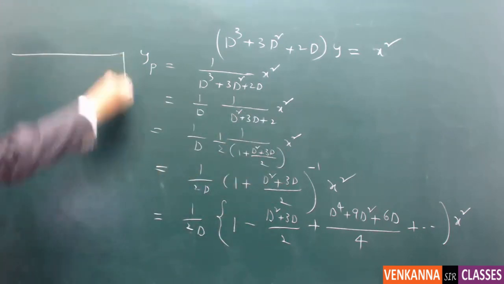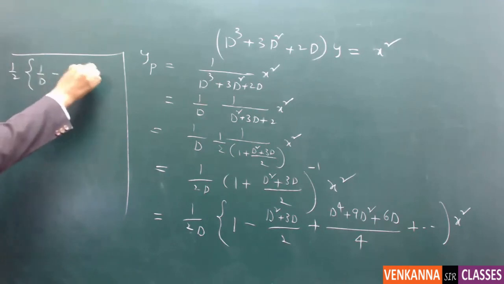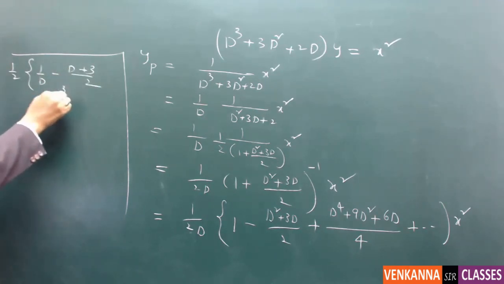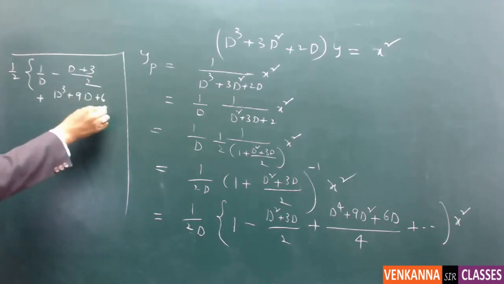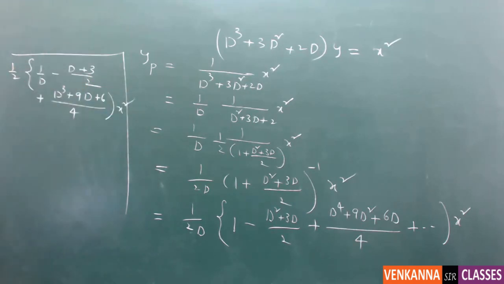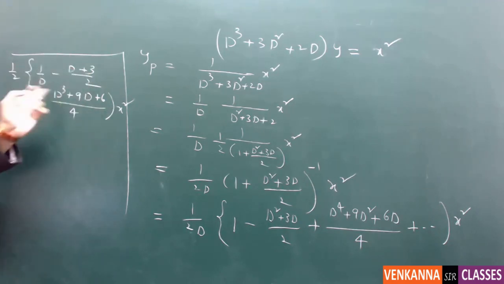So what I am doing now, it is 1 by 2 into 1 by D minus D plus 3 by 2, then plus D cube plus 9D plus 6 by 4 of x square. Now you are going to simplify each and everything. 1 by D stands for integration. The numerator is nothing but differentiation. You can do it on your own. Accepted?